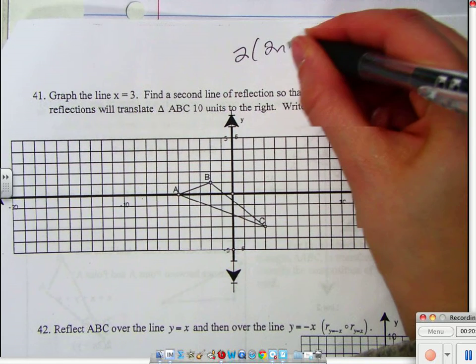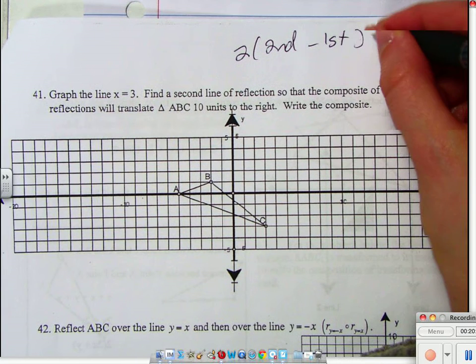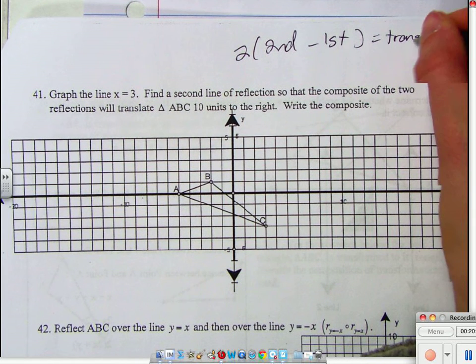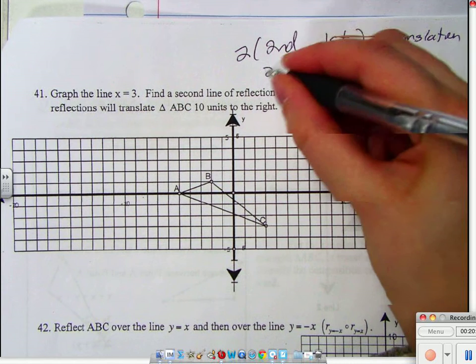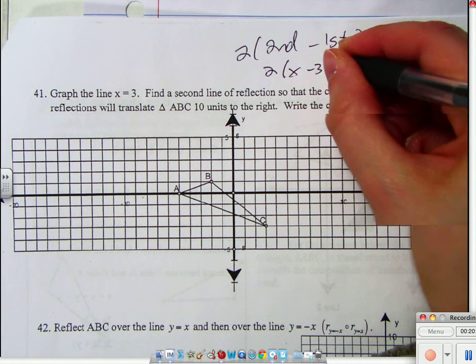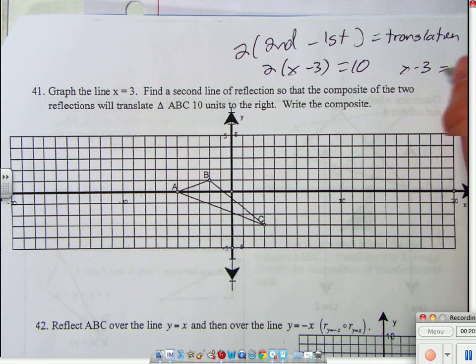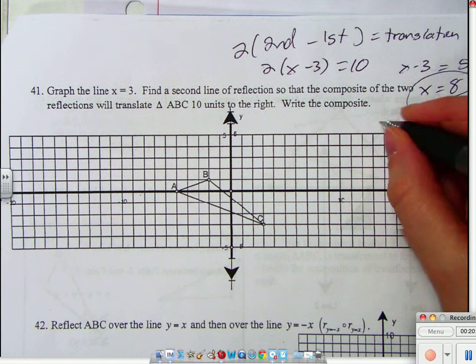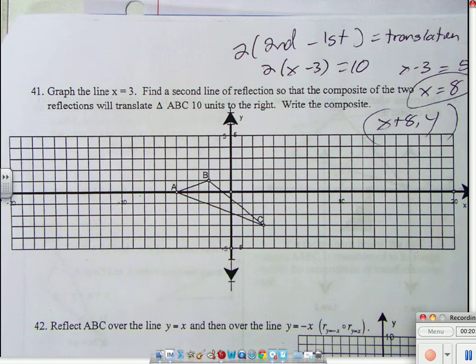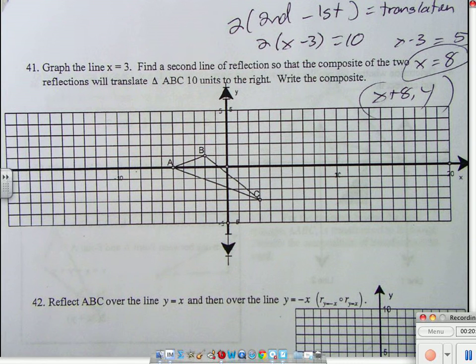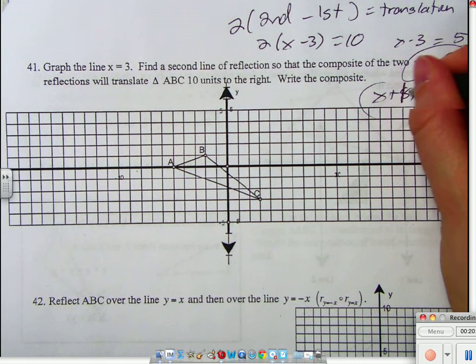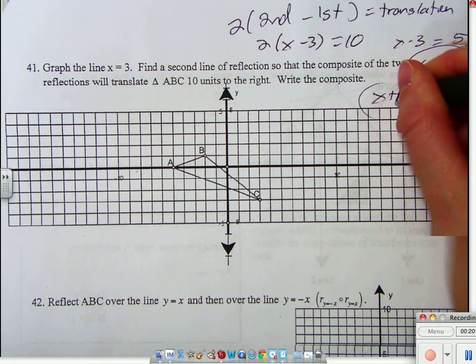So that's 2 times x minus 3 equals 10. So that is x minus 3 equals 5. So x equals 8. Or x plus 8 comma y for my composition. Okay? Yes, you're right. X plus 10. Thank you. All right, number 42.